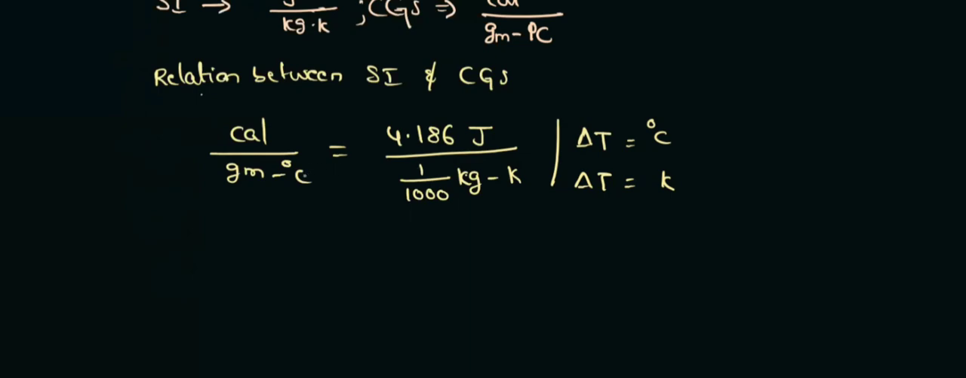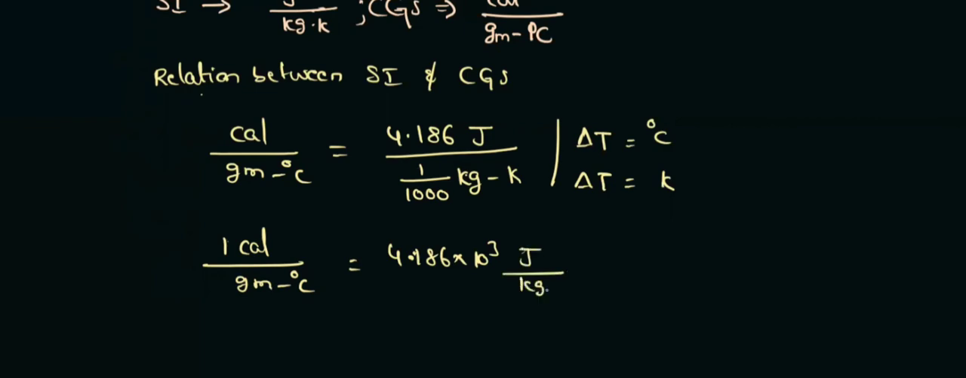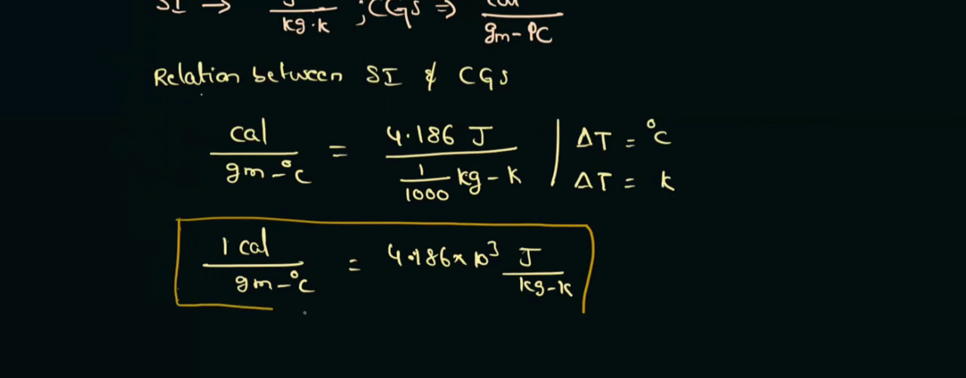That's why we are not going to take any conversion between degree Celsius and Kelvin in this formula. So 1 calorie per gram degree Celsius equals 4.186 into 10 to the power of 3 joule per kg Kelvin. This is the important fact, the conversion whenever you are talking about specific heat.